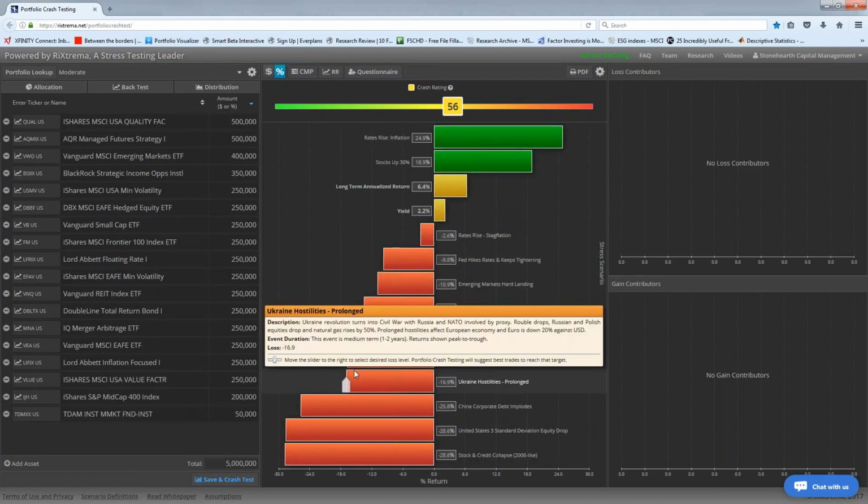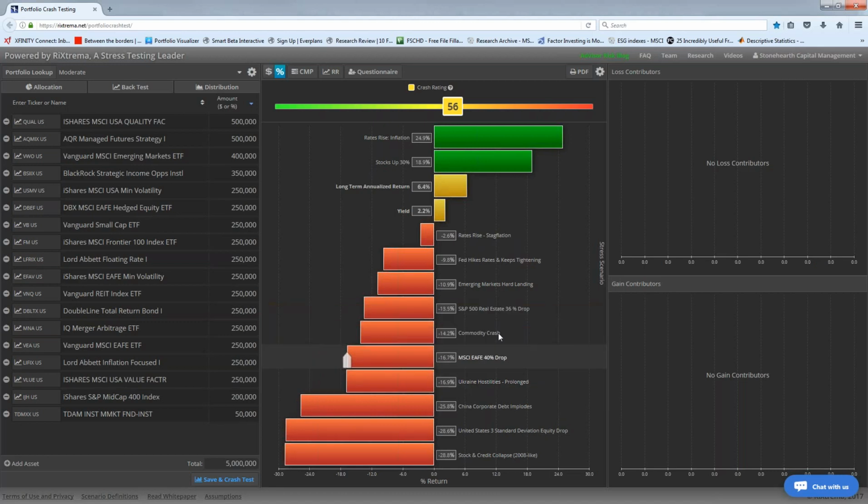Also, it helps us deal with the future in terms of what is most likely to happen. So you can see one, Ukraine hostilities. Not sure that's a really high probability of Ukraine hostilities happening. Again, it's not negligible, it's not zero, but you know, we're not really sure that's a high probability event.